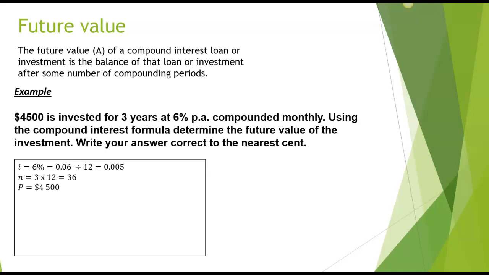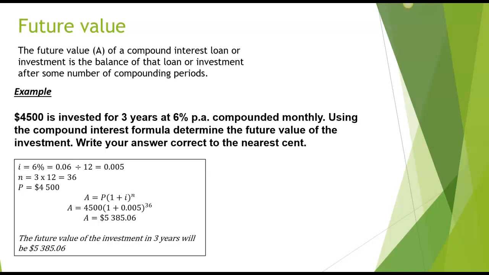And there's our present value. So we write down our formula. We substitute into the formula. So here's my principal, here's my rate of interest, here's my n. And so I get $5,385.06. So the future value of this investment in 3 years' time will be $5,385.06.